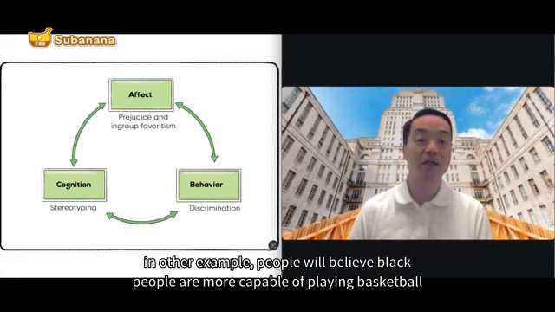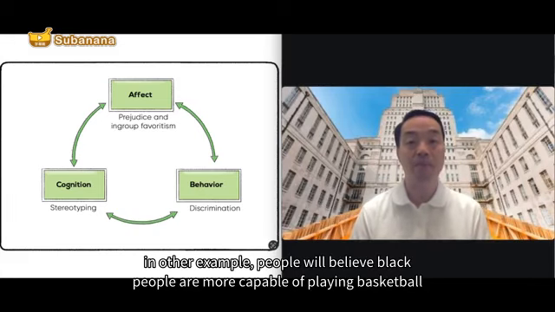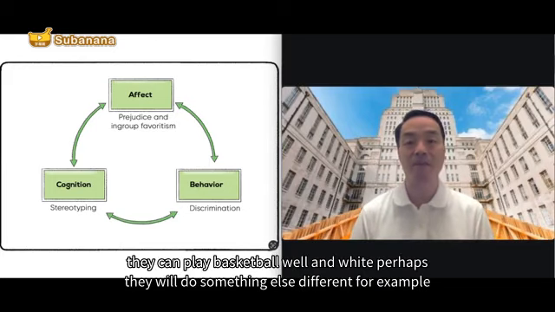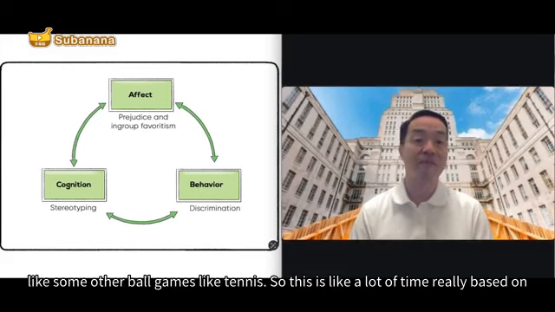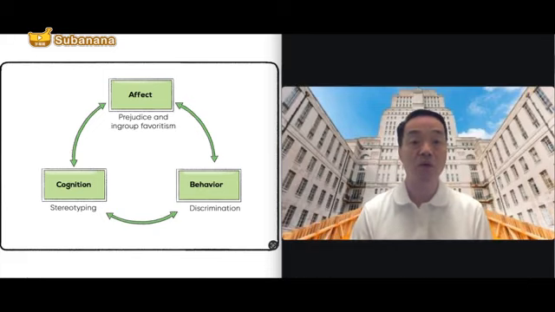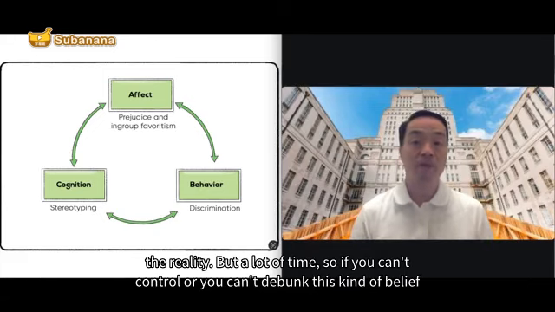Another example, people will believe black people are more capable of playing basketball. They can play basketball well, and white people perhaps will do something else, for example, other ball games like tennis. So a lot of the time this is really based on statistics or really based on reality. That is the thought.